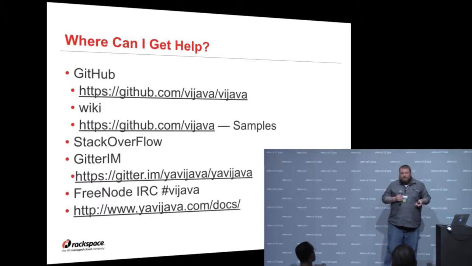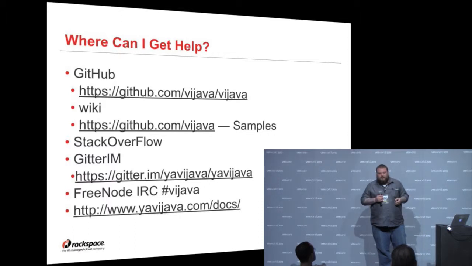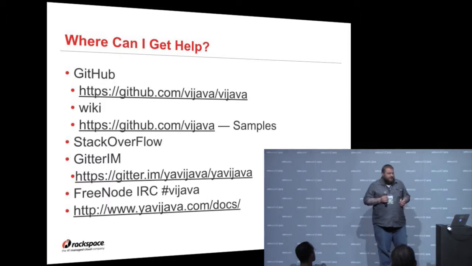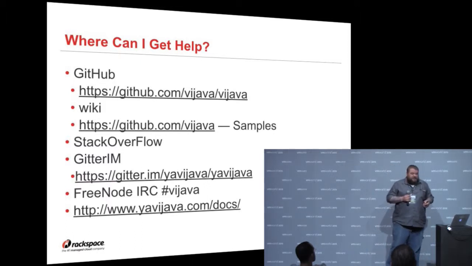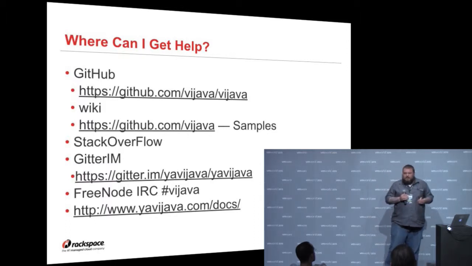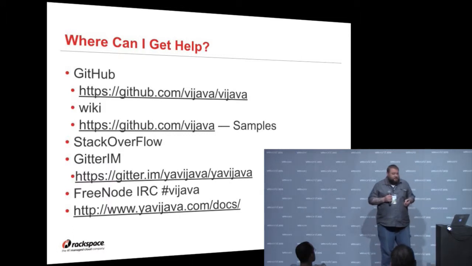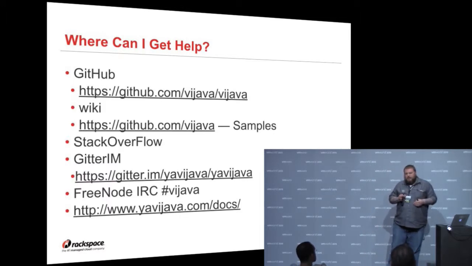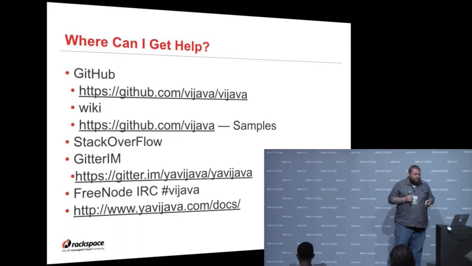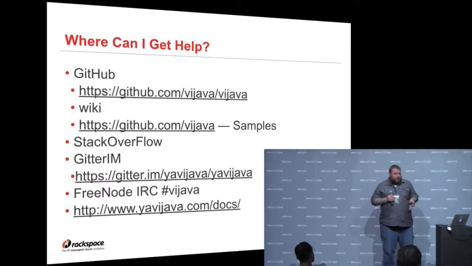Stack Overflow is another great place to go. Ask your question, kind of tag it up with VIJAVA or YAVIJAVA. I like to go through that at least once a week and answer questions on there. If you're not familiar with GitterIM, it's a new web-based chat that ties in with GitHub projects. And so we've got a GitterIM chat support for this as well. So if you want to just log onto it with your GitHub account, just kind of link in. It's all tied together. You can create issues and things like that directly from the GitterIM. You can also go to Freenode. I park in there at pound VIJAVA.